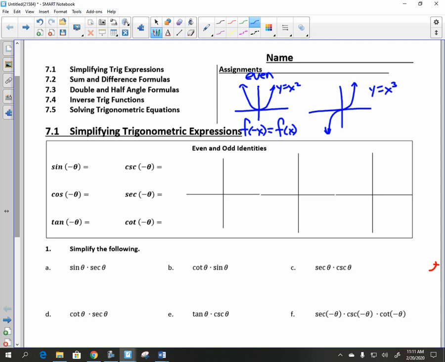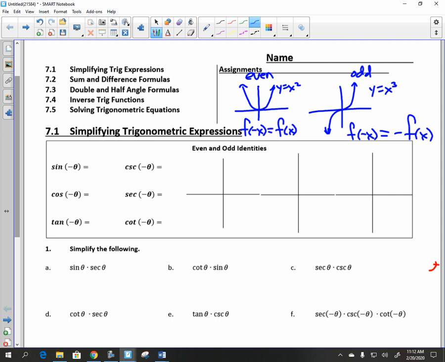X cubed, do you remember if that's even or odd? It is odd. And so f of negative x, what happens there is if you plug in a negative, you get out the same value as if it was positive. It's just negative, right? So like over here, if you plug in a value on the right, you get a positive. Plug in a value on the left, you get that same positive value, correct? But if you jump over here, if you plug in a value on the right, you get a positive. On the left, you get the same value, it's just negative. So you get negative f of x.